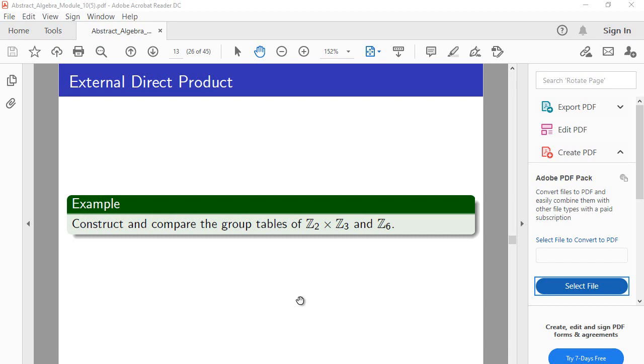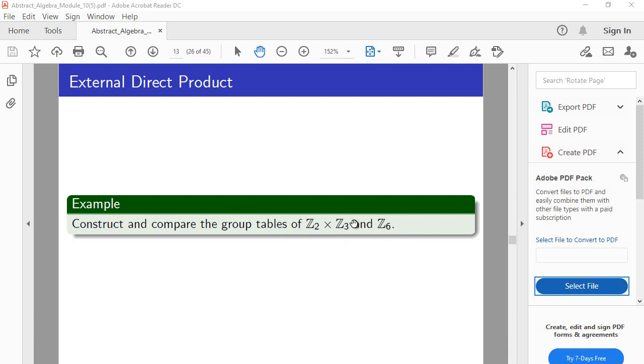All right, so welcome back. So let's look at this example. We want to construct the group tables for Z2 cross Z3 and Z6 and compare them. Now, notice that Z2 is a group under addition and Z3 is also a group under addition. Z6 is a group under addition as well.